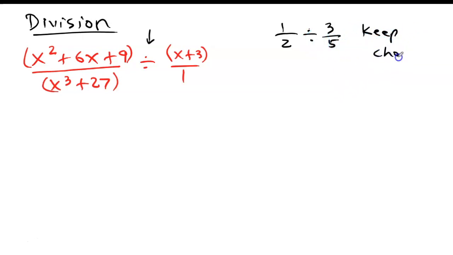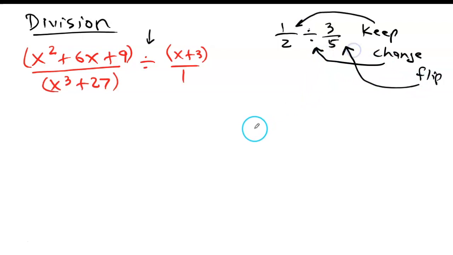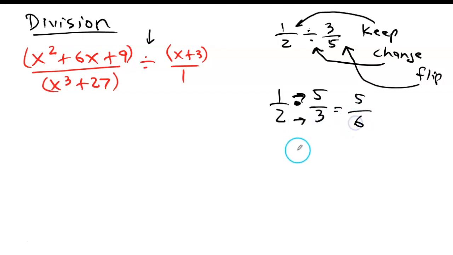Keep, change, and flip. I'm keeping the first fraction. I'm changing the sign, and I'm flipping the second fraction. 1/2. Keep, change. Instead of division, I multiply. Flip. Instead of 3 over 5, I'm going to flip. And once I have this, now I know that I just multiply across. 1 times 5 is 5, and 2 times 3 is 6.